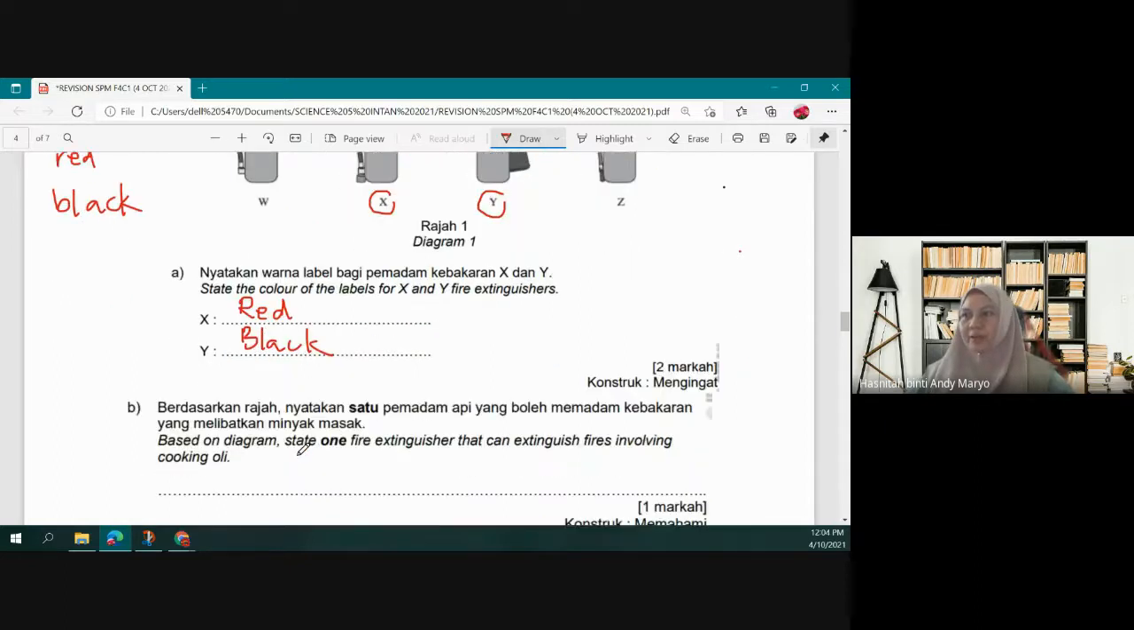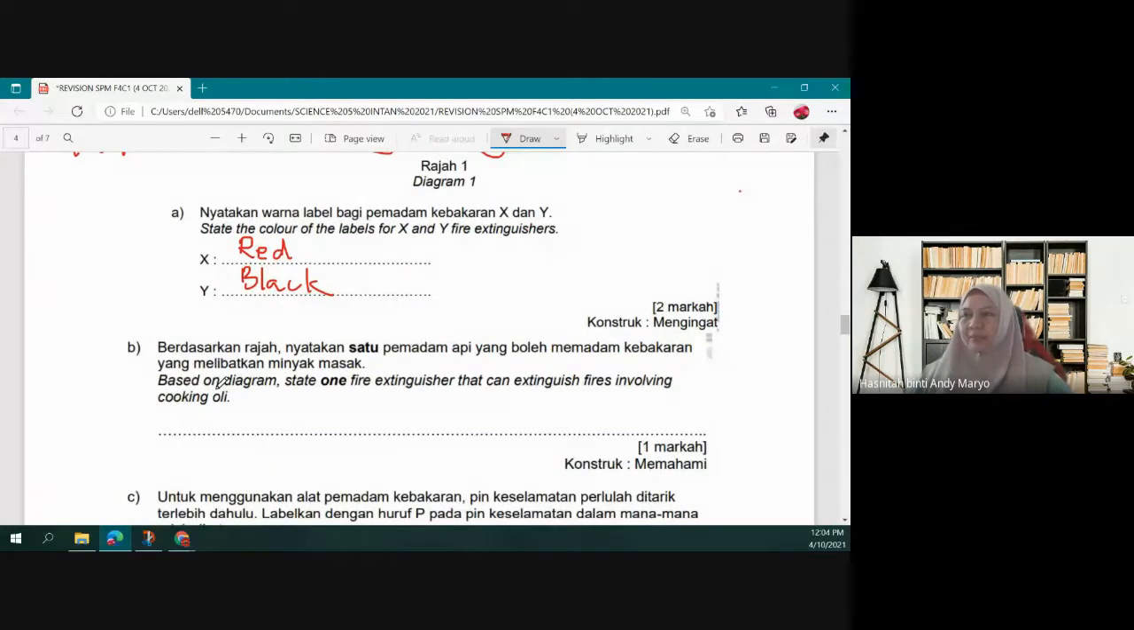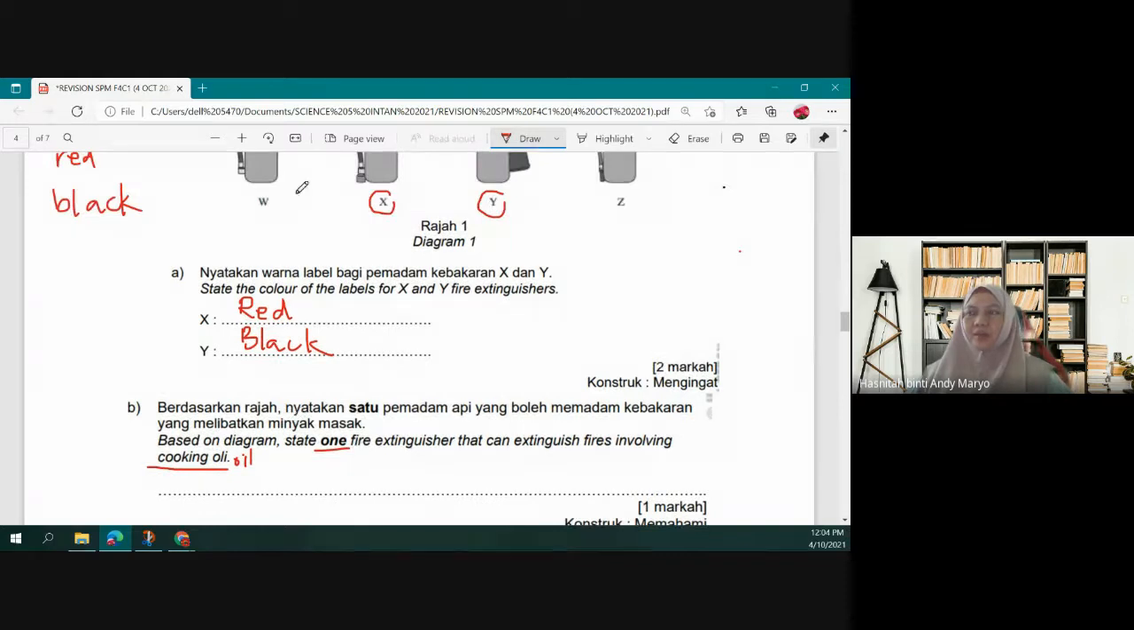Okay, now we go to question B. Based on diagram, state 1 fire extinguisher that can extinguish fire involving cooking oil. Okay, cooking oil, wrong spelling there, cooking oil. Okay, so the source of fire is coming from a cooking oil. So which one we can use? Is it W, X, Y, and Z? Actually, you have 2 options there which we can use to extinguish fire caused by cooking oil. So which one?